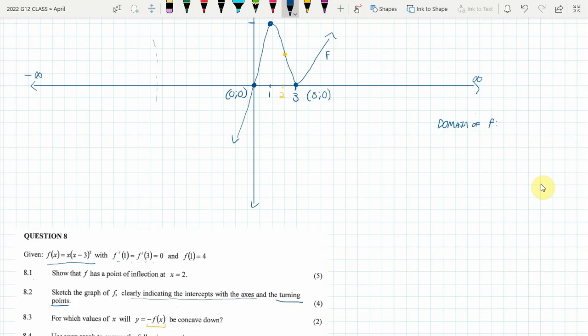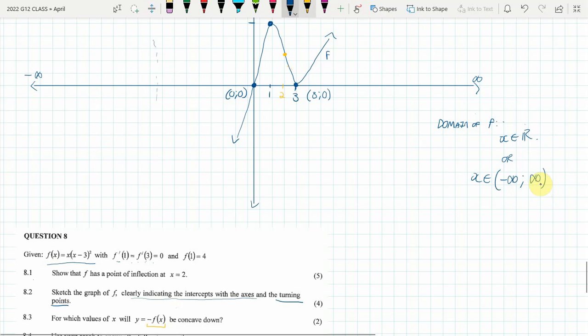I don't think there is. Regardless of what x value we input, we will get a real value for F. So for that reason, we say the domain of F is all the real numbers. In this case, I wrote it in set notation. We can write it in interval notation: x is an element of the numbers from minus infinity to positive infinity. This is the domain of F.